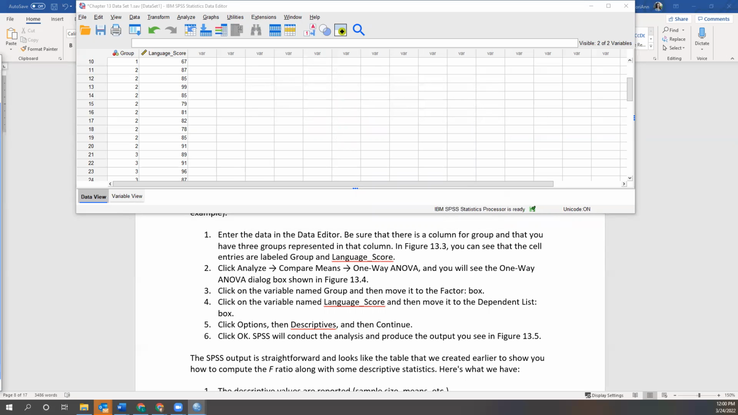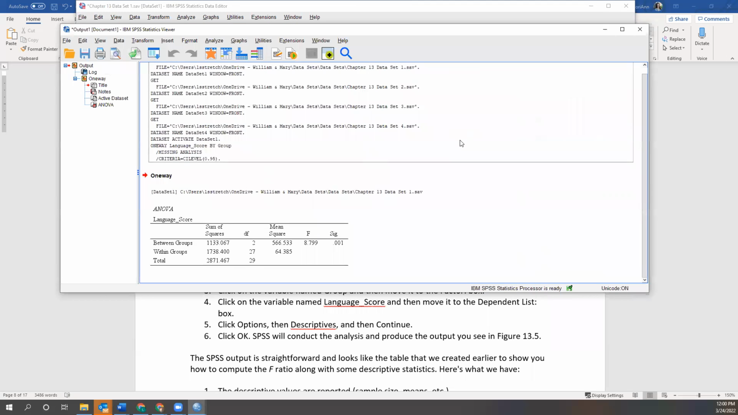There it goes. It's coming up over here. So this is my source table for my ANOVA. This is called a source table. This is where I'm going to get my information. And what I'm interested in is this F score, which is the exact same thing that we found when we did it by hand. And it's significant at the 0.001 level, right?